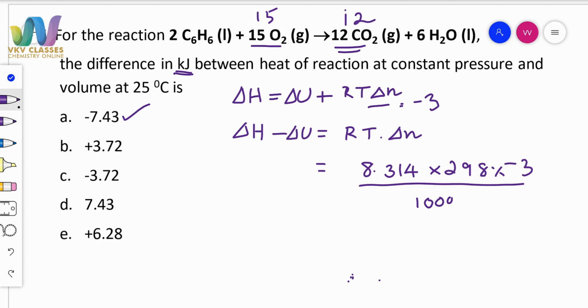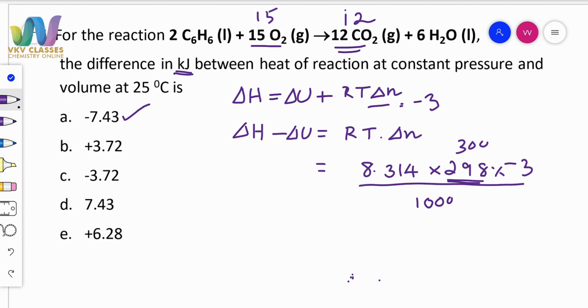For simplification, you can take 298 as 300. 300 into minus 3 is minus 900. Minus 900 by 1000 into 8.314. The answer will be definitely less than 8.314. So accordingly you can choose the first answer. No need for complete multiplication and division. This point you have to remember.